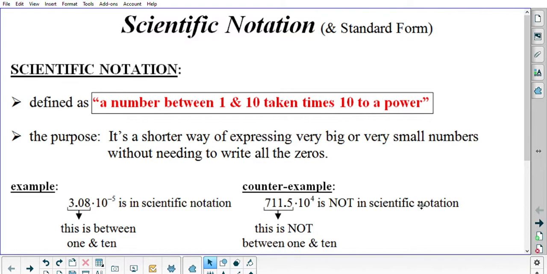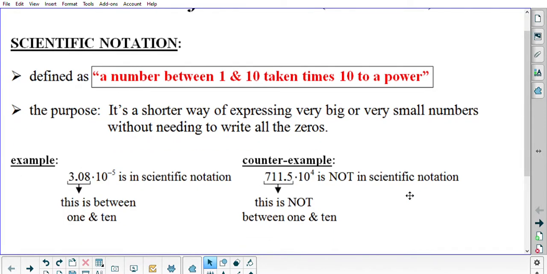Scientific notation is defined as a number between 1 and 10 taken times 10 to a power. The purpose of scientific notation is that it's a shorter way of expressing very big or very small numbers without needing to write all of the zeros. Let's take a look at an example, and then we're going to take a look at a counterexample, which means an example of something that's not in scientific notation.